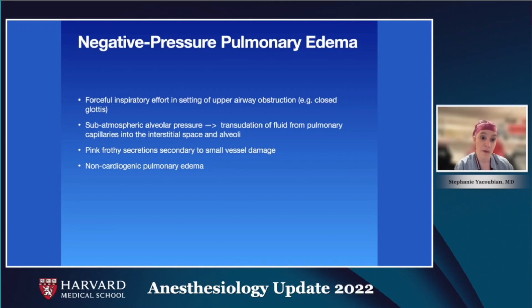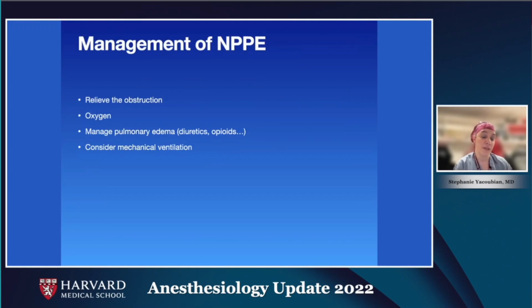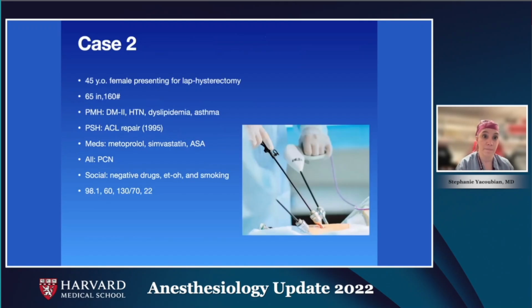This is a non-cardiogenic pulmonary edema, and the way you manage this is to, first of all, relieve the obstruction, provide oxygen to the patient, and manage the pulmonary edema with diuretics, opioids, and in some scenarios, you may want to even consider mechanical ventilation over a period of time.